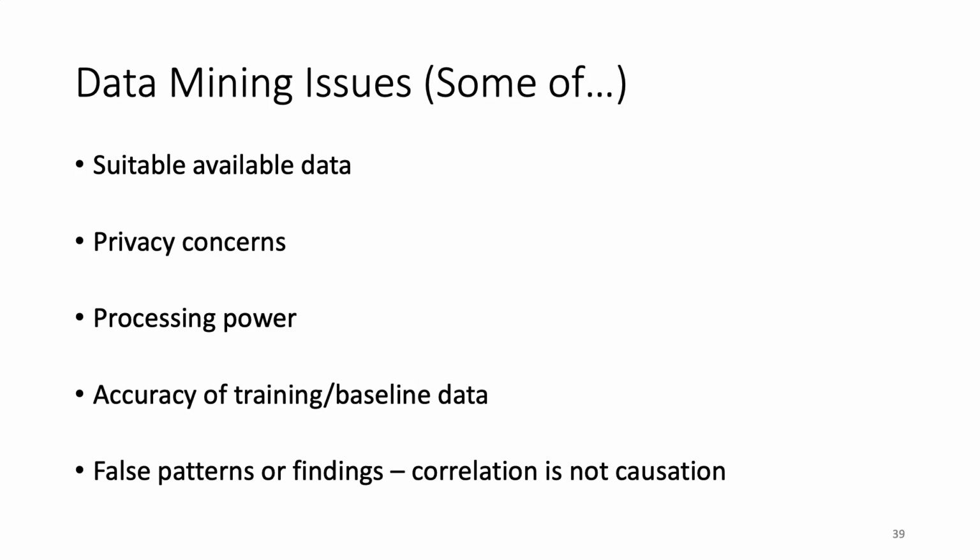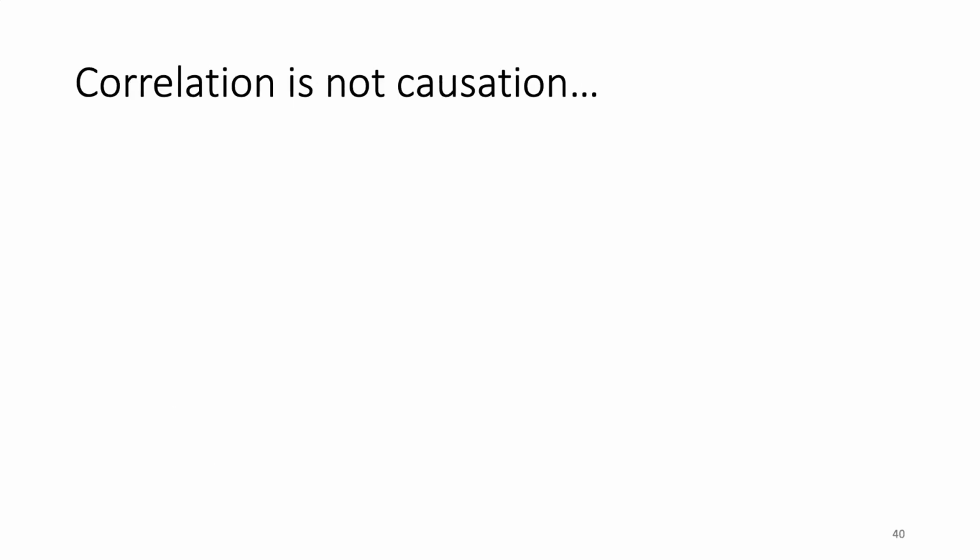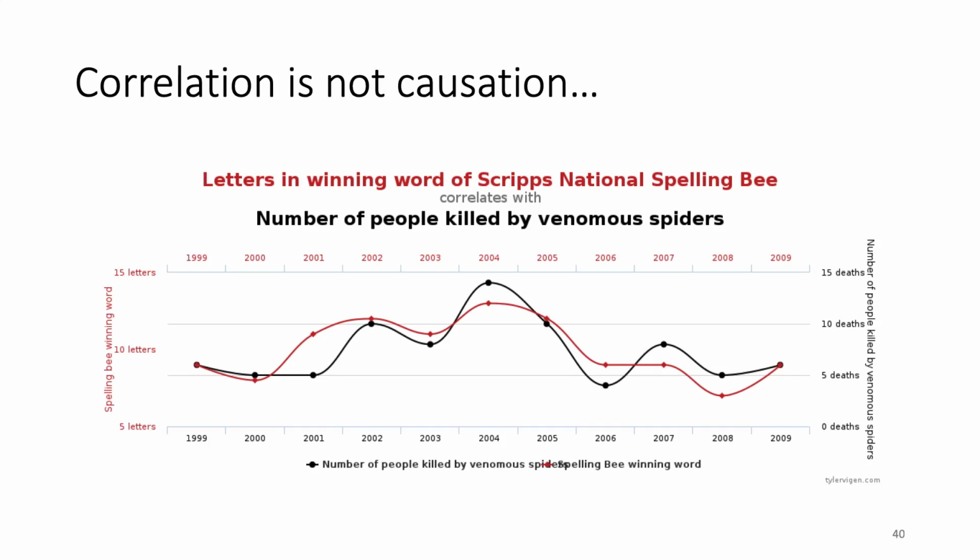And of course, we're always open to the possibility of false patterns or findings, because correlation is not causation. We often can find things. If we just look for patterns, we'll see them, but they don't necessarily mean that it's true. So it's a graph of the letters in the winning word of the National Spelling Bee correlated with the number of people killed by venomous spiders. If we look at this, we see a reasonable pattern, there's some variation, but as the number of letters in the winning word increases and decreases, the number of people killed by venomous spiders goes up and down as well.